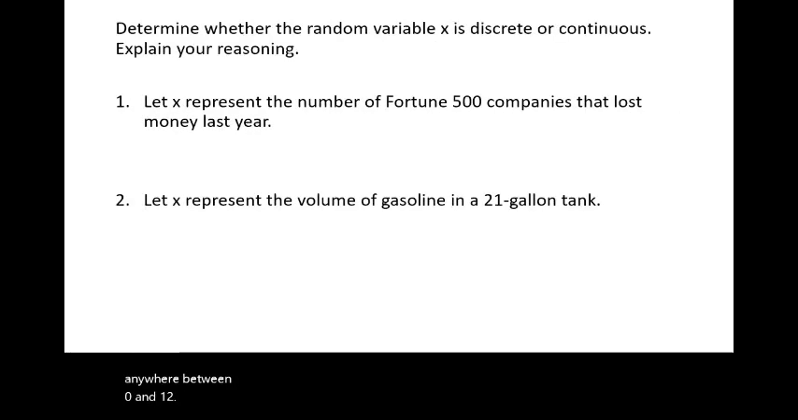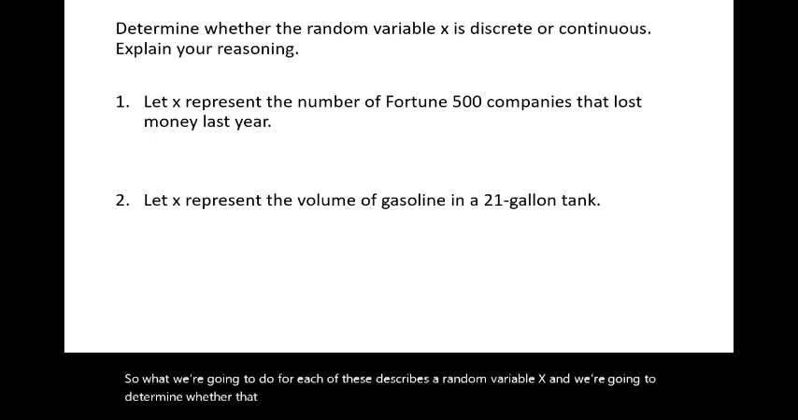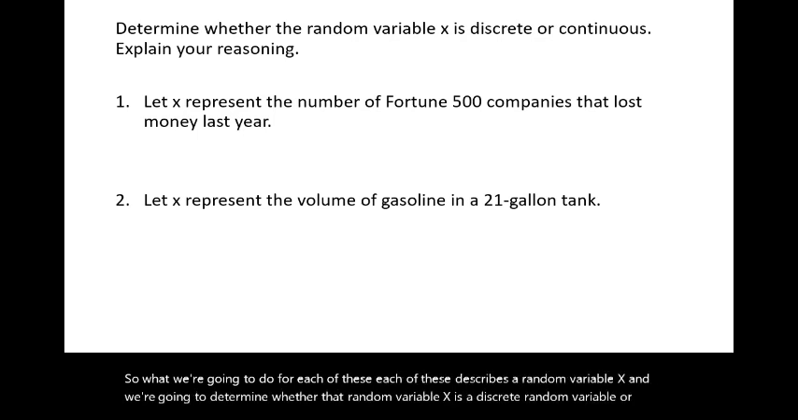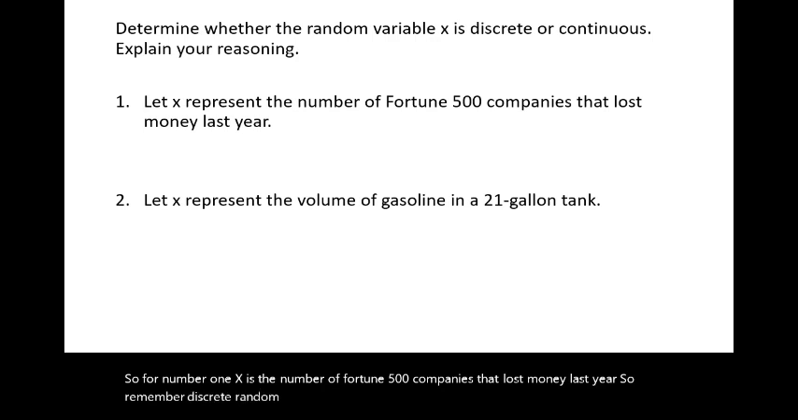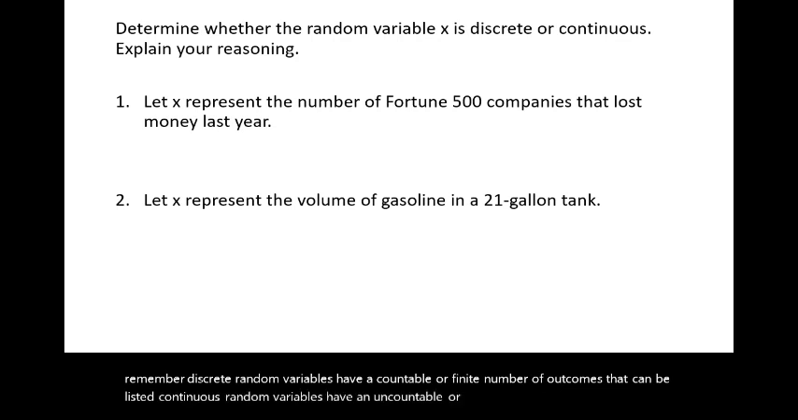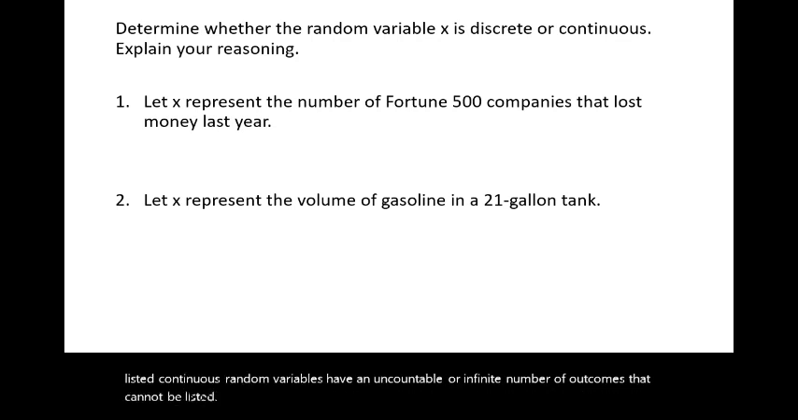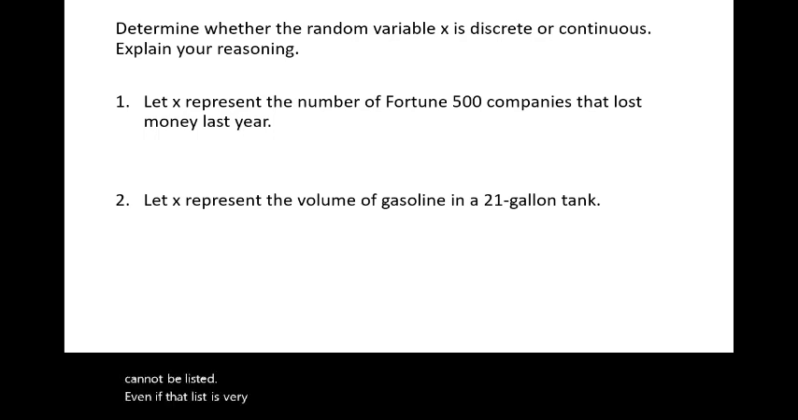So what we're going to do for each of these is describe a random variable x, and we're going to determine whether that random variable x is a discrete random variable or a continuous random variable. So for number 1, x is the number of Fortune 500 companies that lost money last year. Remember, discrete random variables have a countable or finite number of outcomes that can be listed. Continuous random variables have an uncountable or infinite number of outcomes that cannot be listed. So even if that list is very large, if you can put the number of outcomes in a list, it is a discrete random variable.